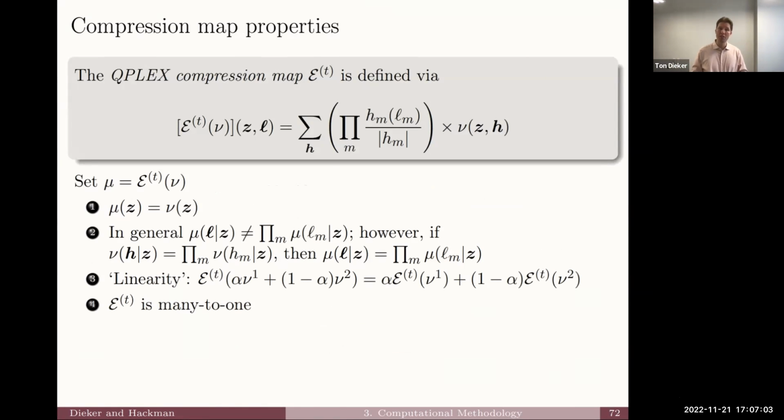So the properties of this compression map are, once again, that it does not touch the marginal distribution of the count variables. Now, this map is linear, though. You can see that immediately from this formula. And it's also many to one because we have a much larger space that we compress down to a much smaller space.